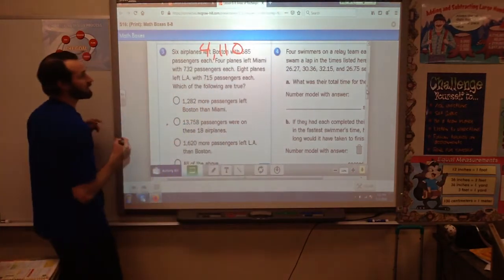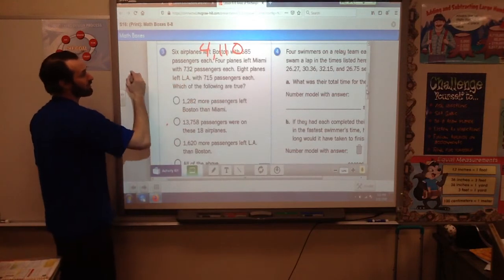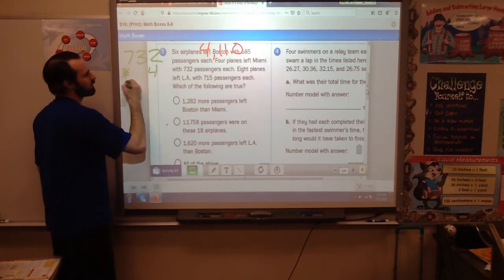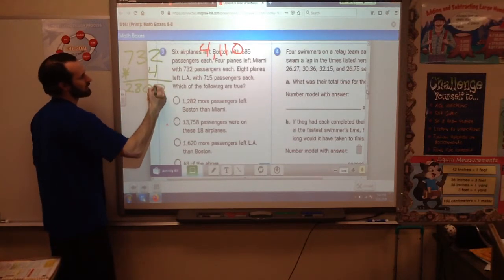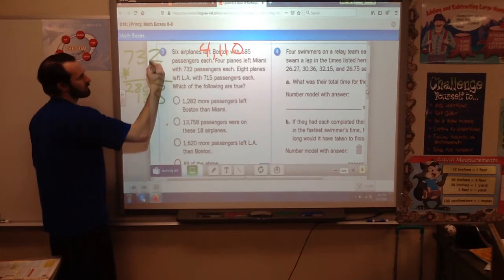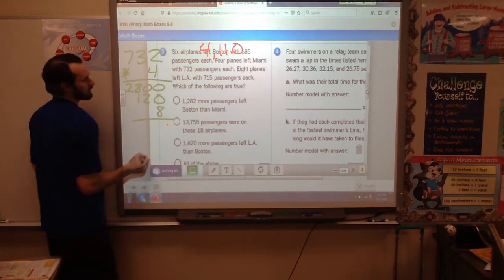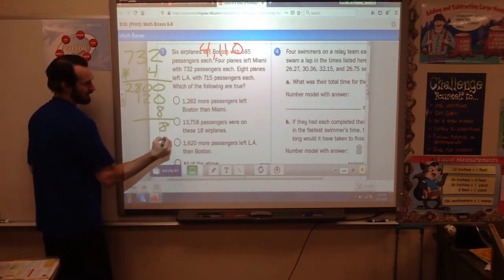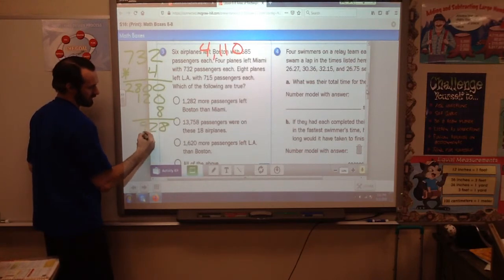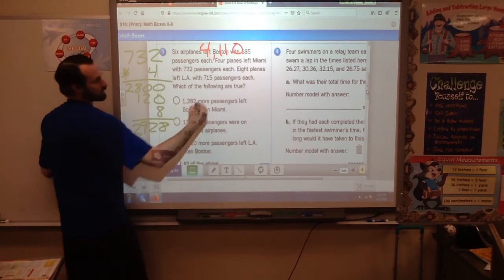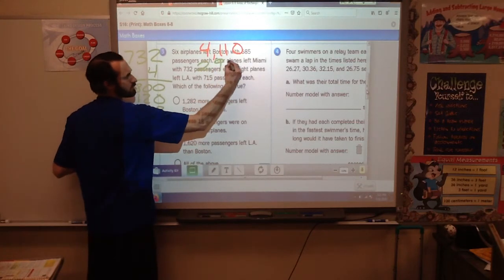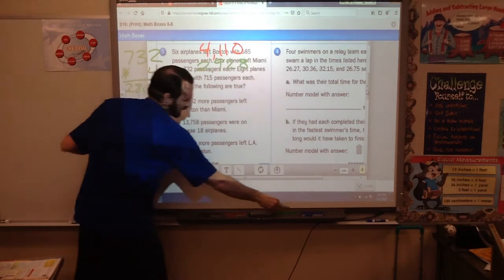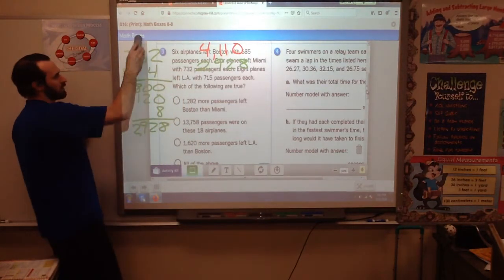Make sure you pause if you need me to. So 4 left Miami, that's 732 times 4. 2 zeros, 4 times 7 is 28. 1 0, 4 times 3 is 12. And 4 times 2 is 8. So for Miami, 8, 2, 9, 2. So for Miami, I get 2,928. Again, you could check your work. Go ahead and pause me before I erase.